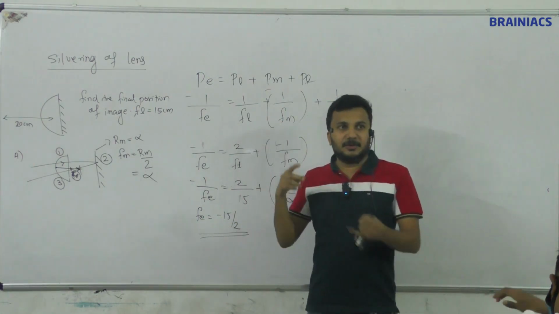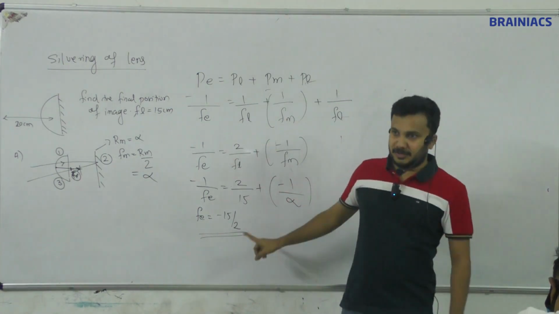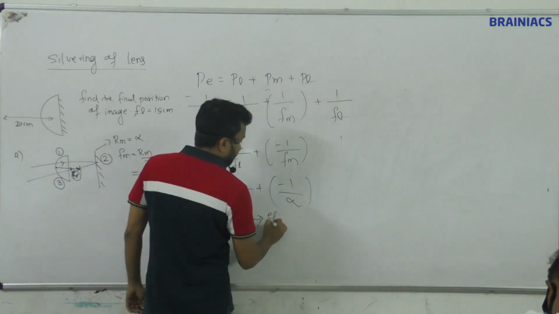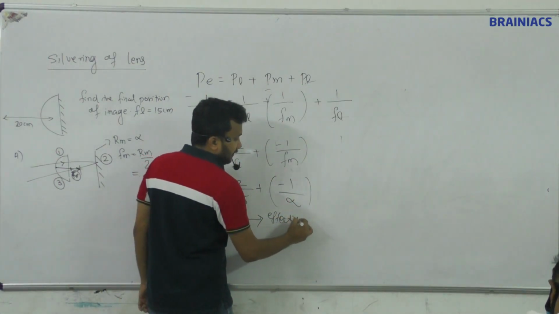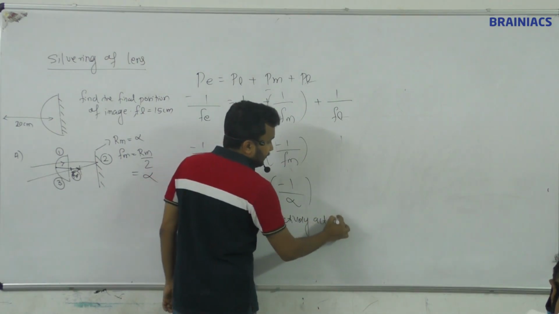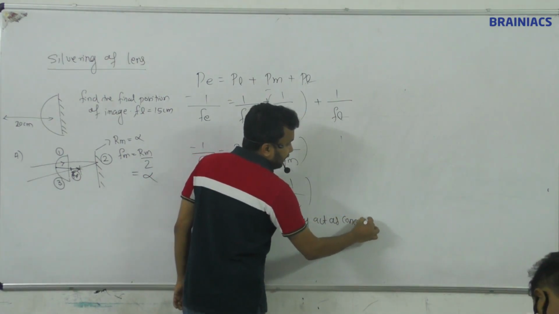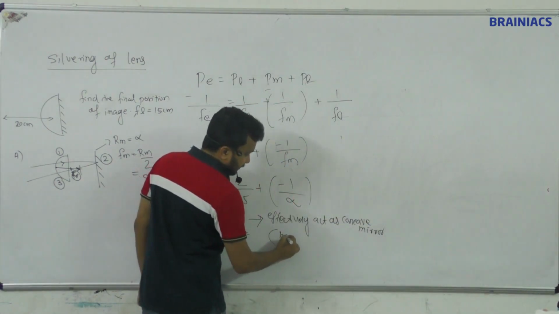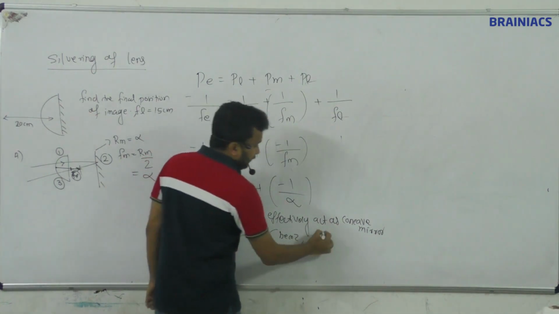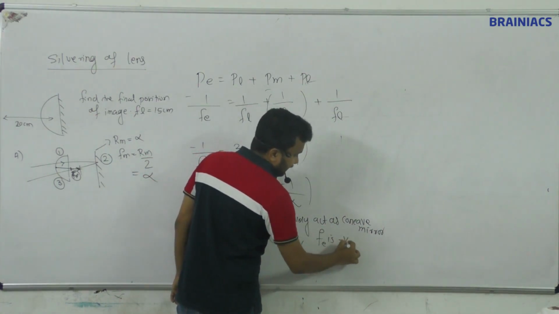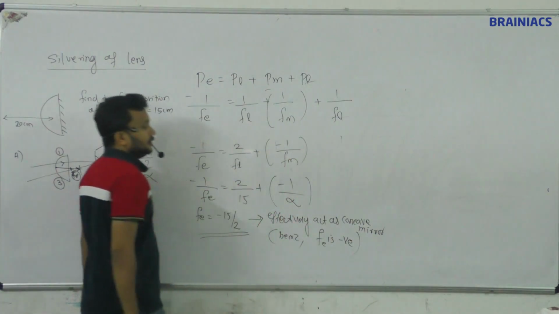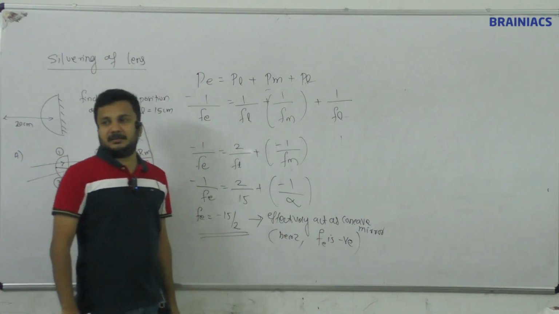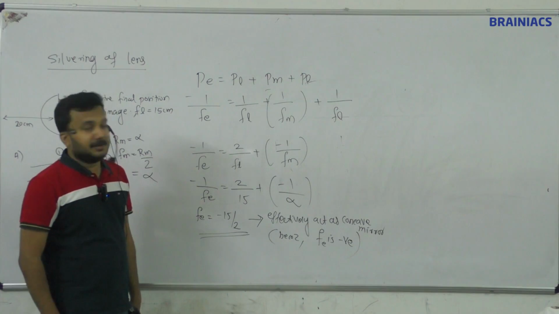A negative focal length means a concave mirror. So effectively you can additionally write that it acts as a concave mirror, because Fe is negative. The focal length is negative, so effectively it will act as a concave mirror.